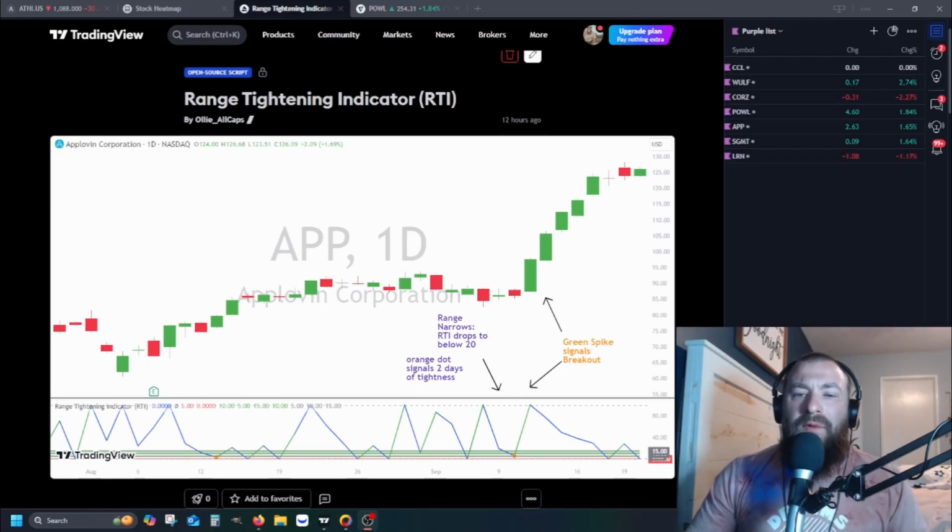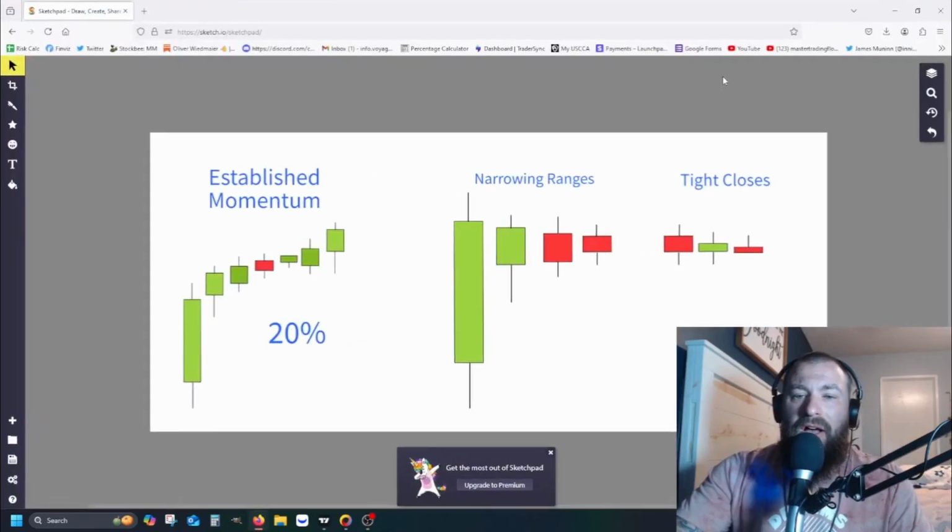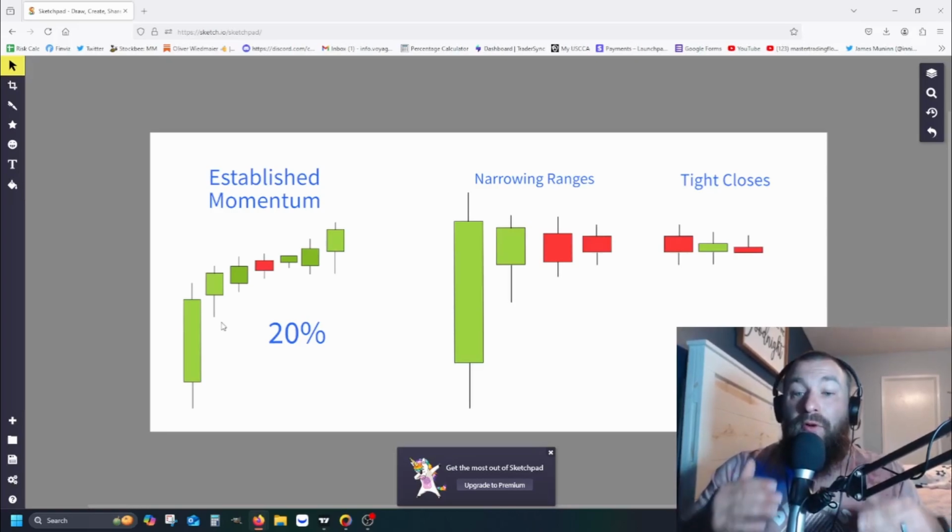So without further ado, what I'm going to do is just quickly explain what it is I'm looking for when I trade breakouts. The first thing I'm looking for is an established momentum trend, and it should be 20% over a few days, maybe a few weeks at the very most. And then during the consolidation period, I want to see narrow ranges and tight closes, and that really sets the stage for a big breakout.